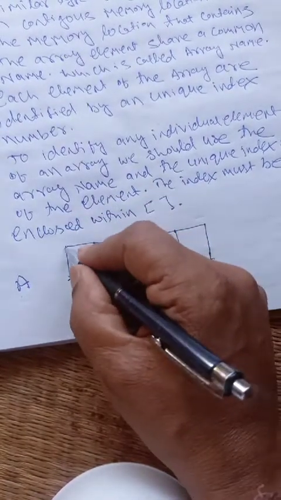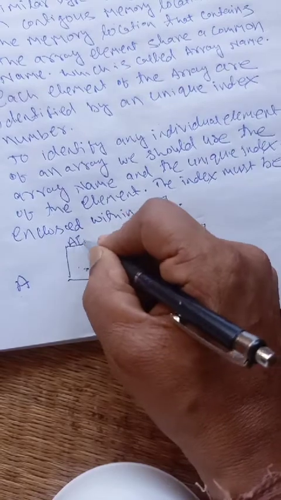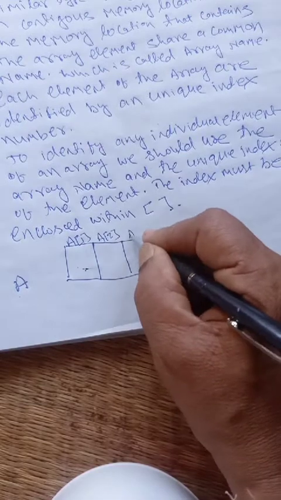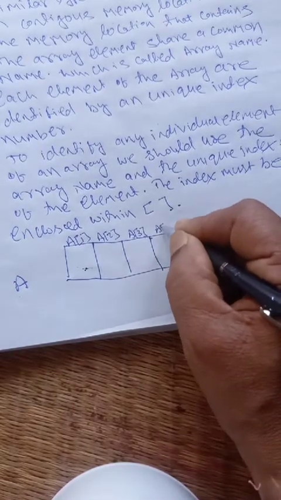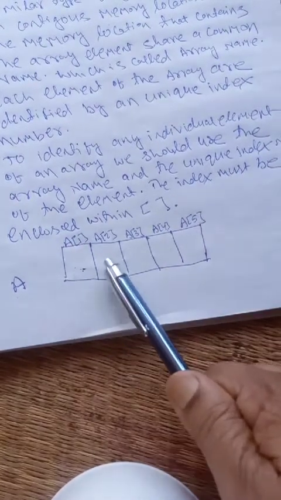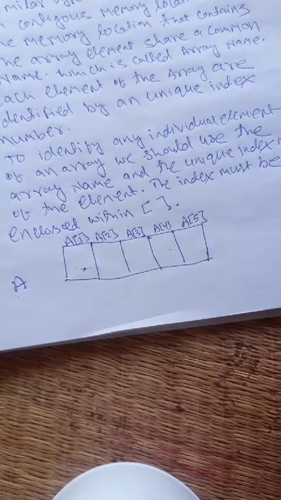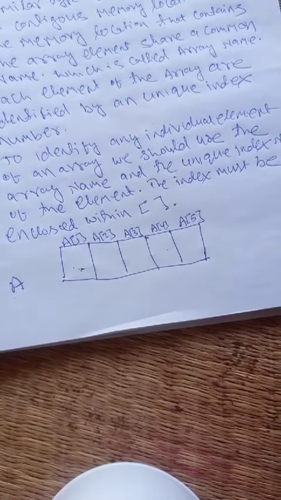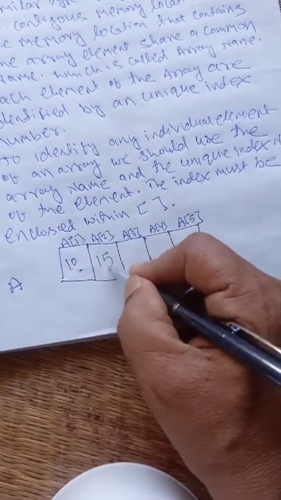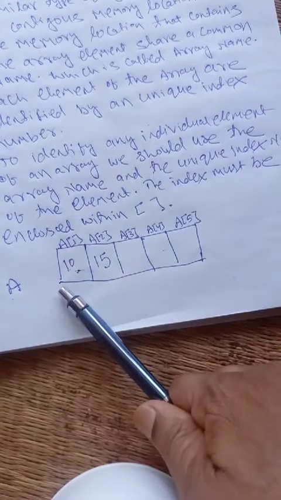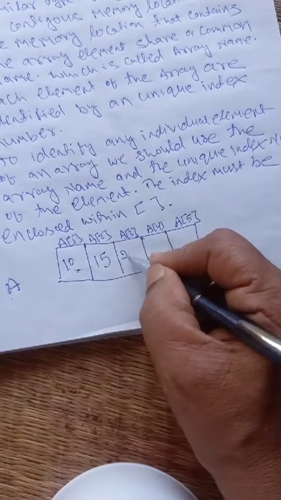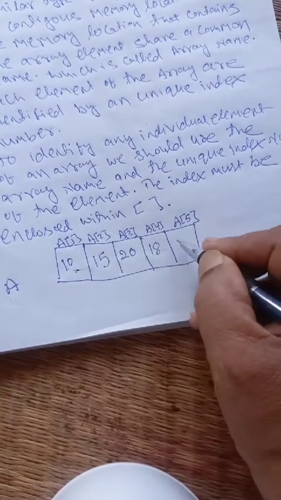So how can we identify these elements? The first element is A1, the second is A2, the third is A3, the fourth is A4, and the fifth is A5. Within these memory locations I can store any data value, but all of them must belong to a similar data type. If I store 10 here, then I can store another integer value, 15. Because the first element is an integer, all these elements must be integers. The other elements I stored are 20, 18, and 16.